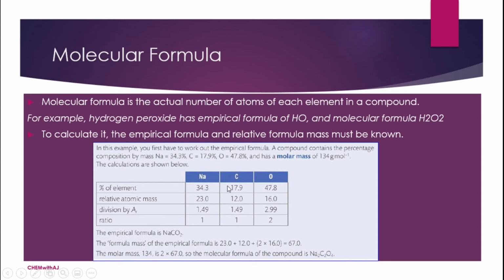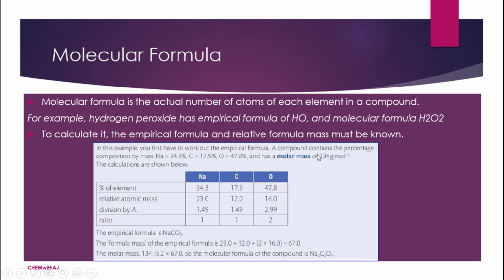Then they have given us the formula mass of the real compound, which is 134 grams per mole. So what do we need to do? We have to find the formula mass of this empirical formula. We can use the periodic table: one Na atom, one carbon atom, and two oxygen atoms. Then we can add their masses up to give us 67 as the mass of this empirical formula.